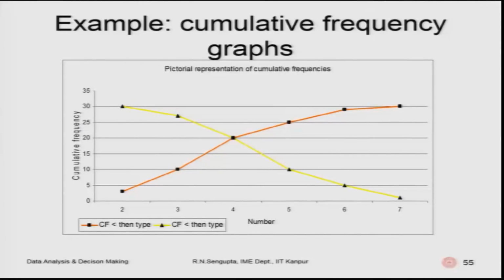So, the example of cumulative frequency graphs, both for the less than type and greater than type. If you draw them with the number of members in the family along the x axis and the cumulative frequency in numbers, less than type and greater than type, you will have two graphs. The orange or the red one is for the less than type, with the square bullet point marking, and the yellow one with the triangular marking is for the greater than type.